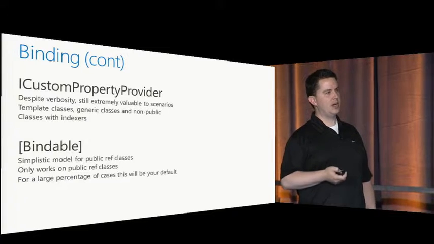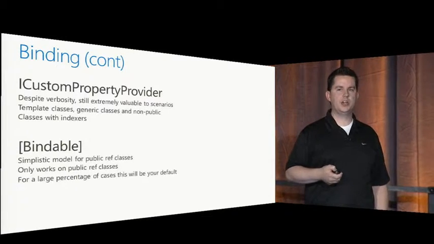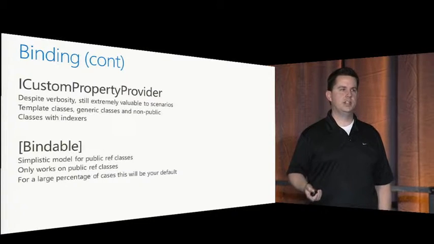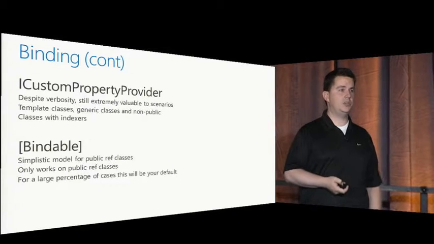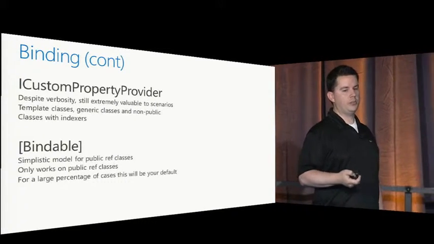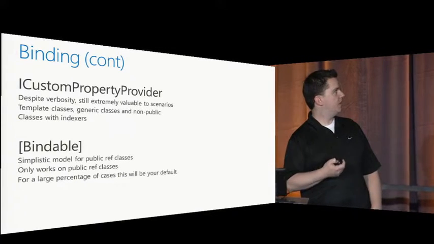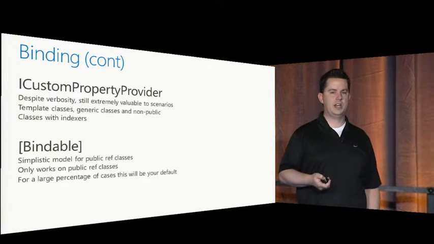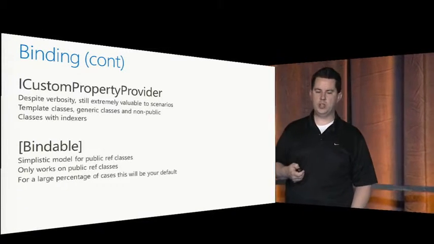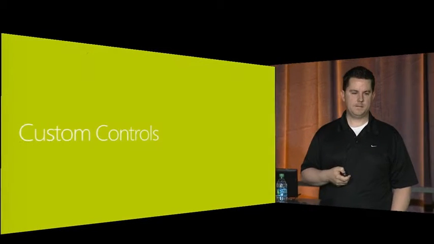In fact, using the bindable attribute requires you to follow some certain rules. Namely, your class has to be a public ref class. That's the only thing that we support in bindable. So if you have private types, you're not able to use that bindable attribute. And this is where ICPP is helpful for you. So it's still extremely valuable. There are some other use cases that you can use it for. So if you have classes that have indexers, you're going to use that interface. Whereas bindable is more of a very simplistic approach to certain things.